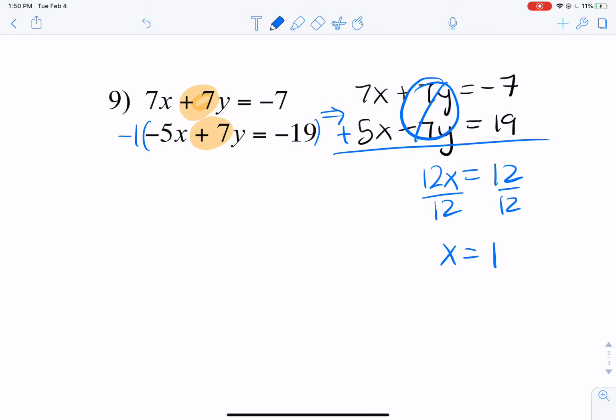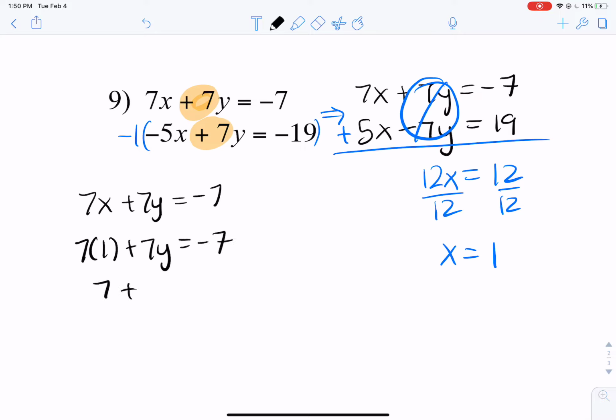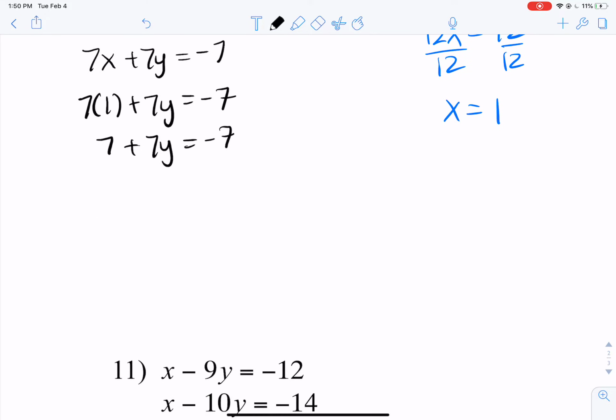So what I'm going to do now is figure out the y value. Again, I'm going to pick the top equation: 7x plus 7y is equal to negative 7. And I am going to replace the x with 1. So 7 times 1 plus 7y is equal to negative 7. 7 times 1 is 7. And then I would start by subtracting 7 from both sides, and 7y is equal to negative 14.